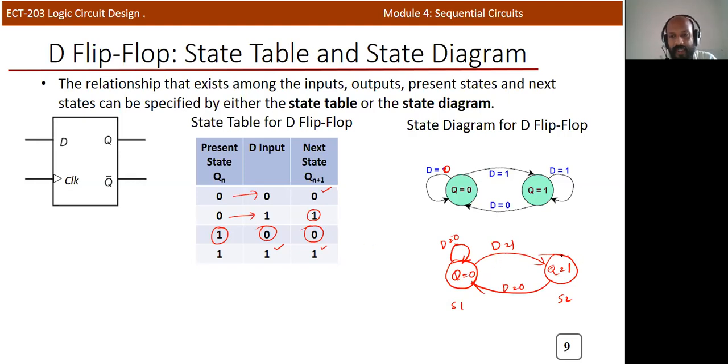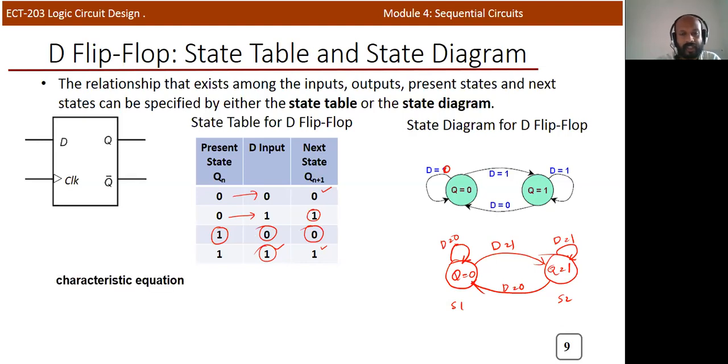Next possibility, Q is equal to 1 and D is equal to 1. D equal to 1 means it will maintain the same state, so you can write D equal to 1 like this. This is the state diagram. You can develop a state diagram if you know the truth table or state table.